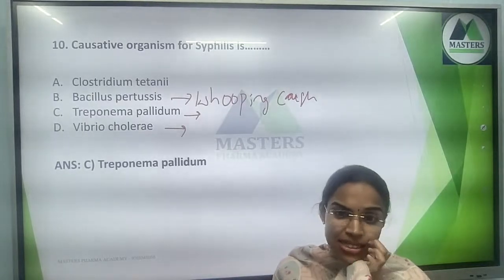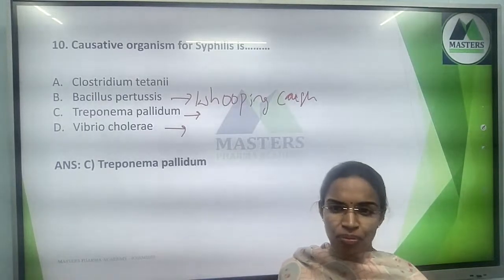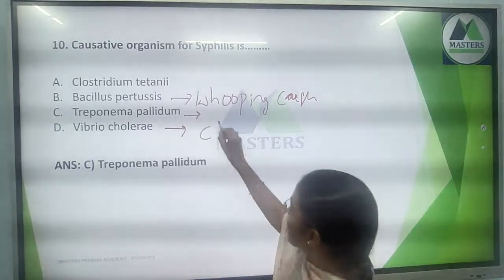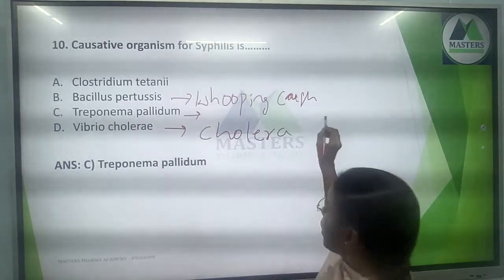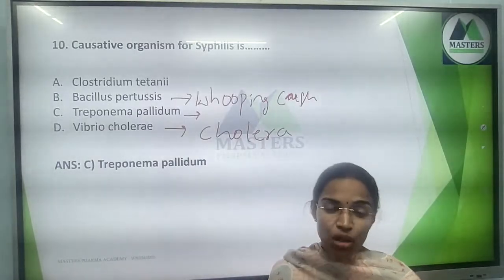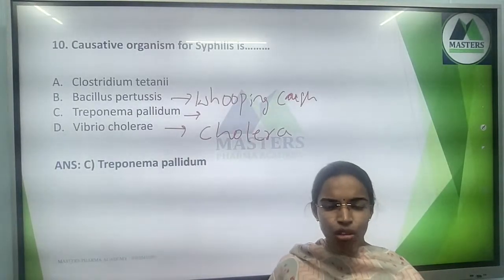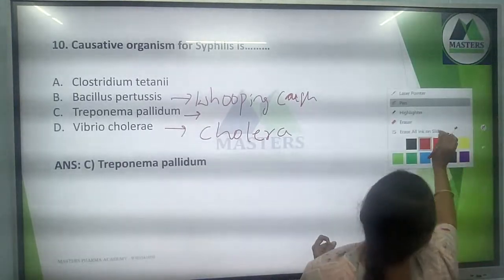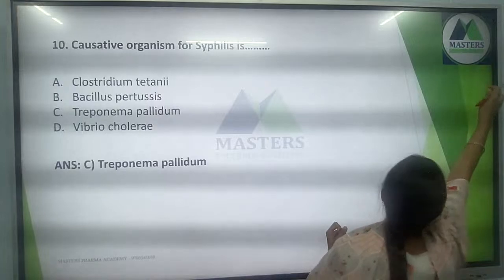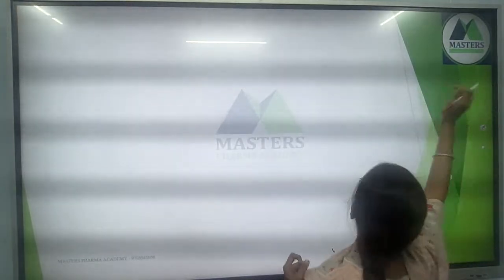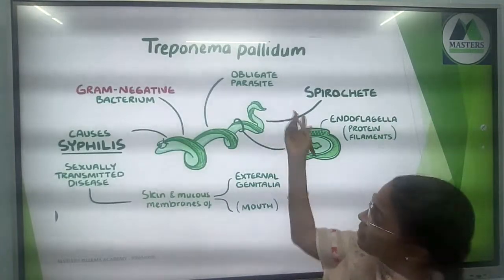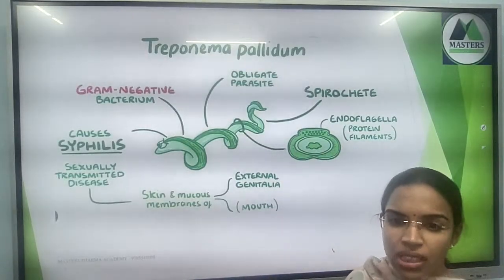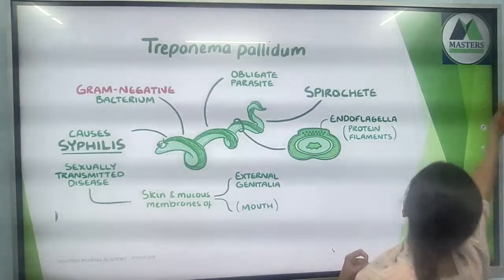And Vibrio cholerae causes cholera. Yes, we all know that. This was a direct question. Very, very important question. Syphilis is what kind of a disease? A sexually transmitted disease. Yes, Treponema pallidum is a gram-negative bacterium. Yes, it is an STD. Very good.